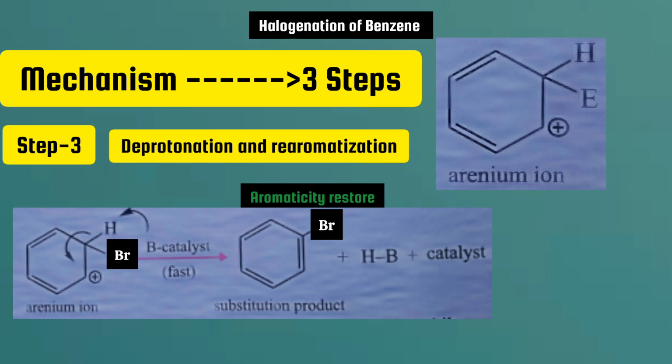aromatic substitution. The points to be noted here: the step 2, the formation of sigma complex, is the slow step and is the high barrier step. So it is the rate determining step.